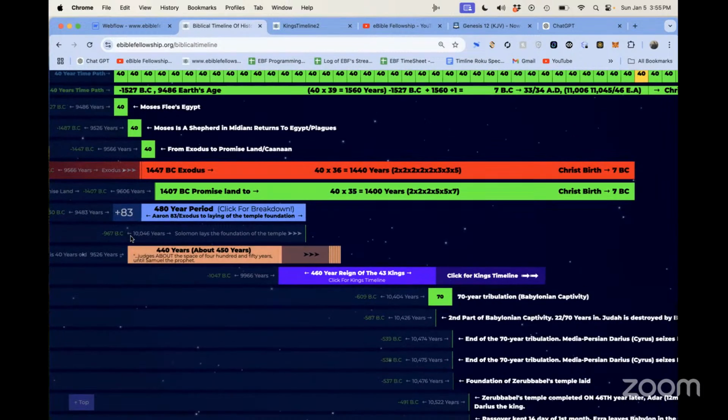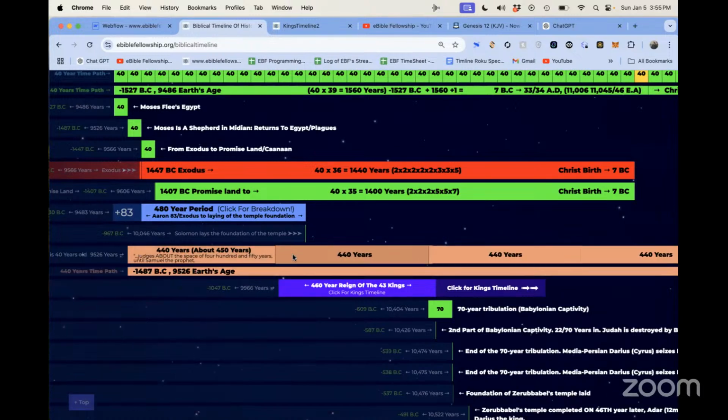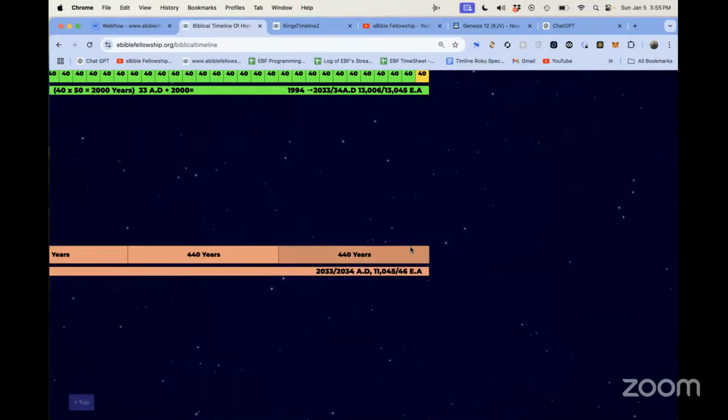And then the 440 years from Moses. So Moses was the first judge, technically. They thrust him away and they said, who made thee a judge? So that was at age 40. So if you start there and you go all the way to Samuel, you have exactly 440 years. Now, Acts talks about a 450-year period, but it says about. So if we do exactly 440, we get to 2033.